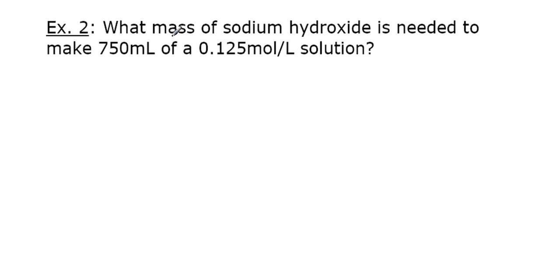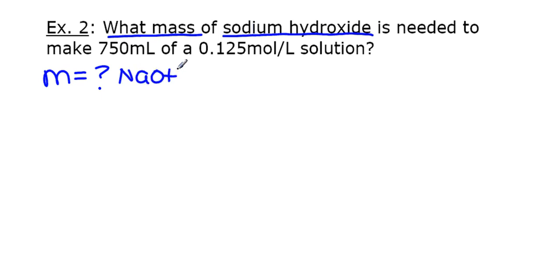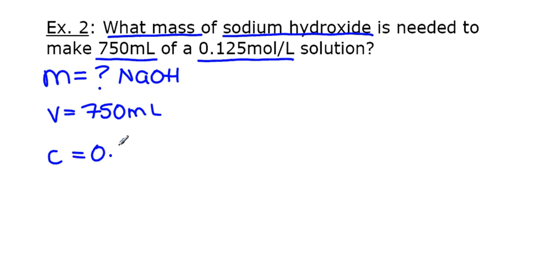So, the question's asking us for mass. Here we're told what the compound is, sodium hydroxide. But to find mass, we'll need its chemical formula. So, for the chemical formula for sodium hydroxide, if you need your list of polyatomic ions in your periodic table to figure that out, that's fine. But this is sodium hydroxide. We're given a volume, 750 milliliters, and we're given a concentration of 0.125 moles per liter.